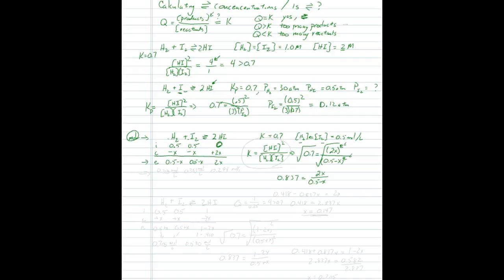So half of 0.5 of that is 0.418 minus 0.837x equals 2x. Add that to both sides. 0.418 equals 2.837x. Divide by 2.837, and we get an x value of 0.147. This is not the answer. That's the amount of change.